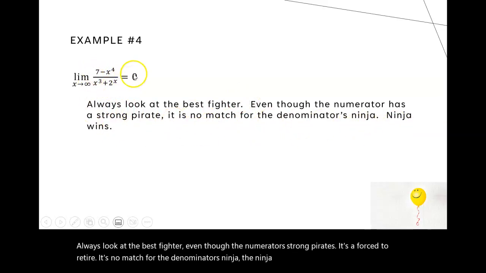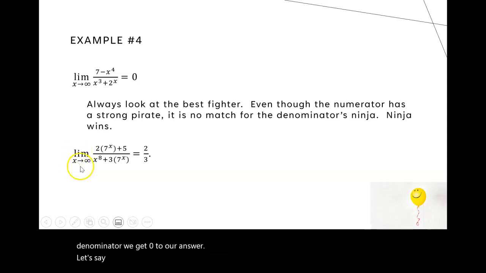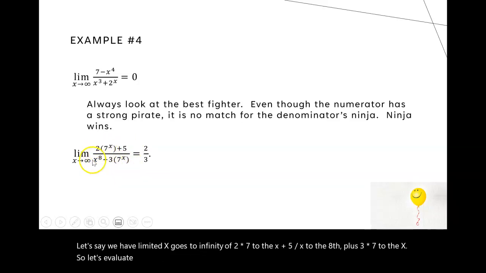The ninja wins, so since that ninja's in the denominator, we get 0 as our answer. Let's say we have the limit as x goes to infinity of (2 times 7 to the x plus 5) over (x to the 8th plus 3 times 7 to the x). So let's evaluate what's going on in this fight here.